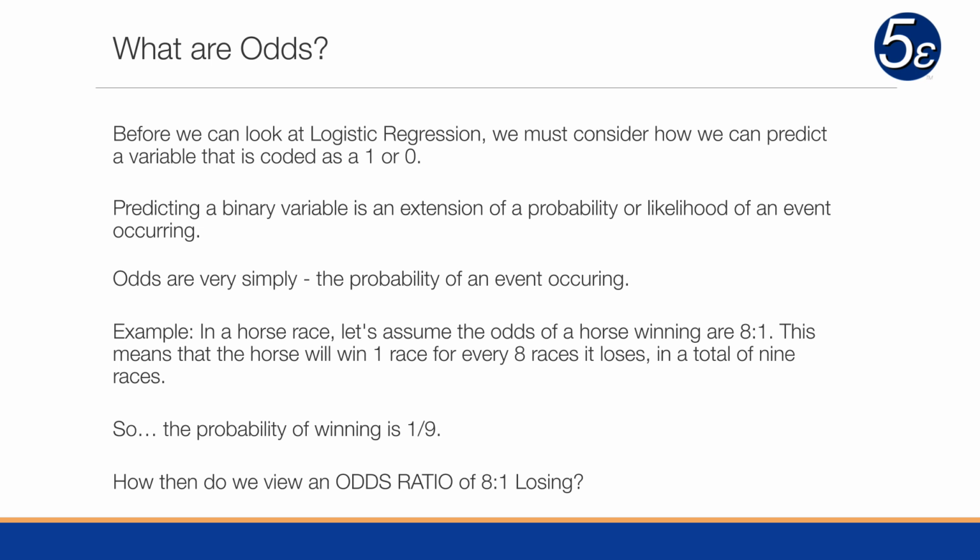Now, for example, in a horse race, let's assume the odds of a horse winning are 8 to 1. This means that the horse will win one race for every 8 races it loses, in a total of 9. So the probability of winning is actually 1 out of 9. How do we then view an odds ratio of 8 to 1 losing?